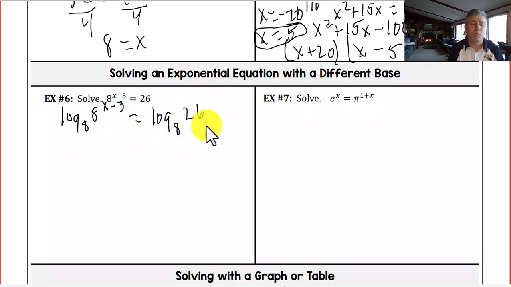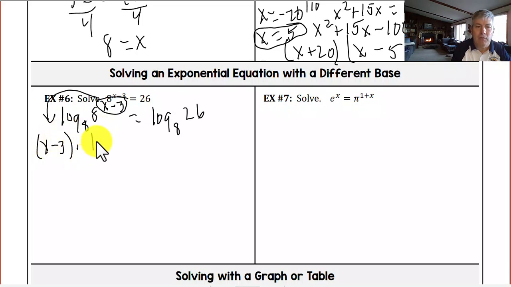So just like we can square both sides and square root both sides, and multiply both sides and divide, we can log both sides. So I've logged both sides of my equation, which allows me to apply my power rule. I can bring that guy down. Now keep in mind, we're bringing this whole quantity down, so parentheses matter here. So now we have x minus 3 times log base 8 of 8, and now you can see the beauty of that, equals log base 8 of 26.